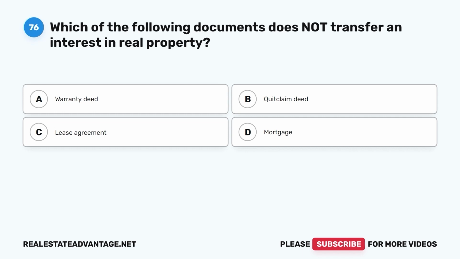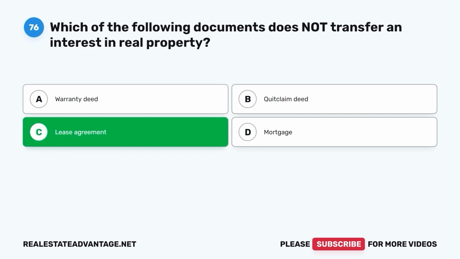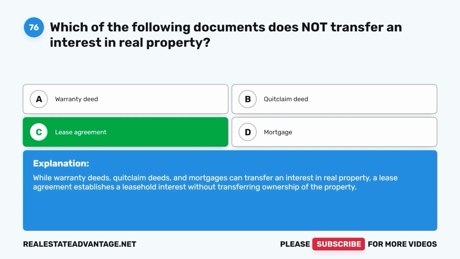Quitclaim deed. C. Lease agreement. D. Mortgage. The correct answer is C. Lease agreement. While warranty deeds, quitclaim deeds, and mortgages can transfer an interest in real property, a lease agreement establishes a leasehold interest without transferring ownership of the property.